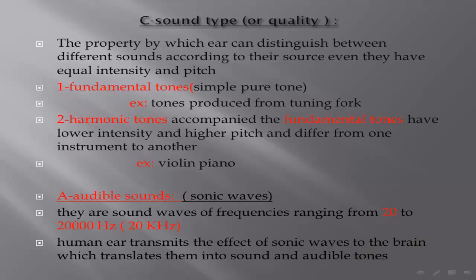Types of sound waves. Audible sound, we can hear it, because its frequencies range from 20 hertz to 20 kilohertz. Listen up. We can hear only frequencies from 20 hertz to 20 kilohertz, okay? But we can't hear less than 20 hertz or higher than 20 kilohertz. Do you understand?